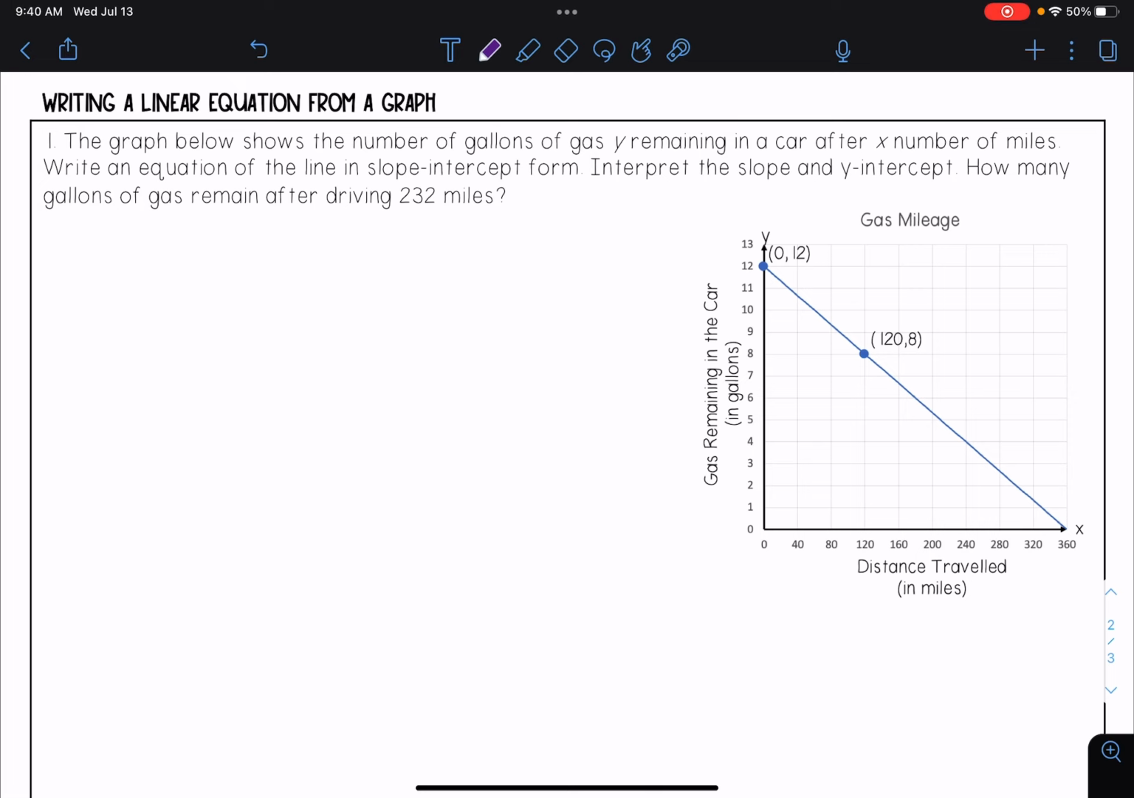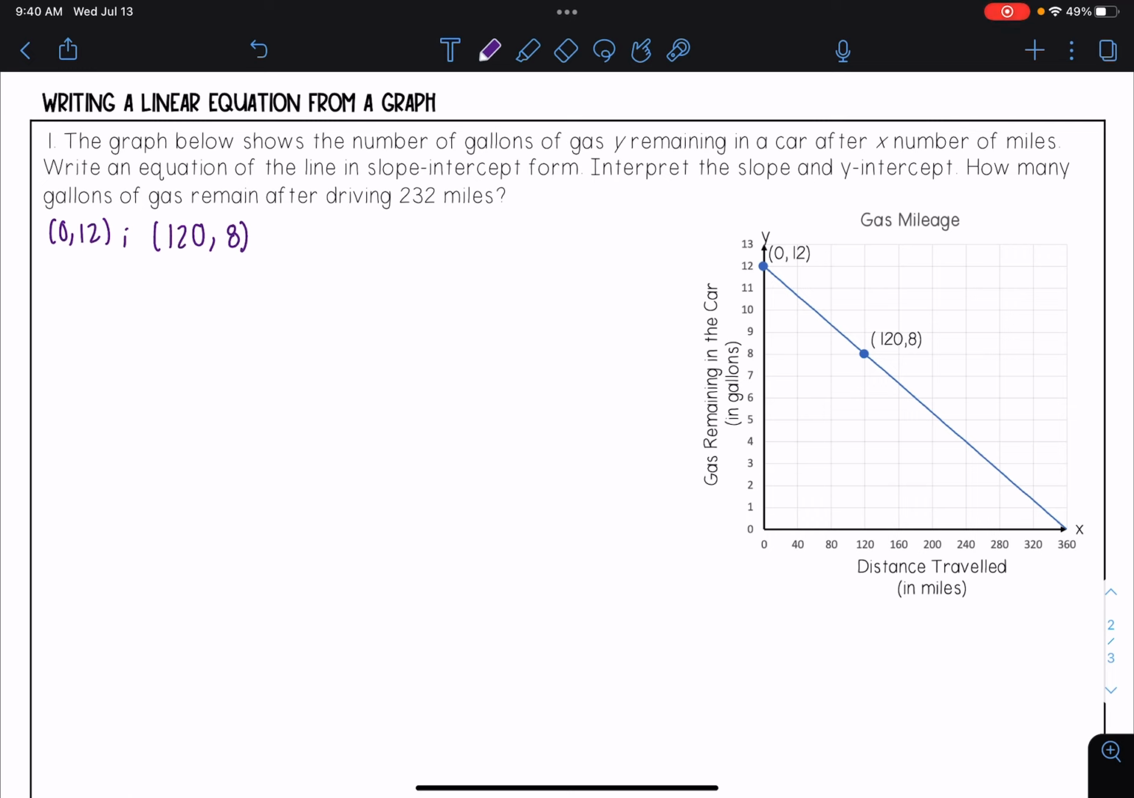So this question is really asking 3 different things. First, we're going to find the equation of the line in slope-intercept form. So looking at my graph right here, I see my line, and I see I'm given 2 different points here. I'm given the point (0, 12) and the point (120, 8). So from our last video, to find the equation of this line, I know I first need to find the slope between those 2 points, and then use that slope in one of these points to find the equation of the line.